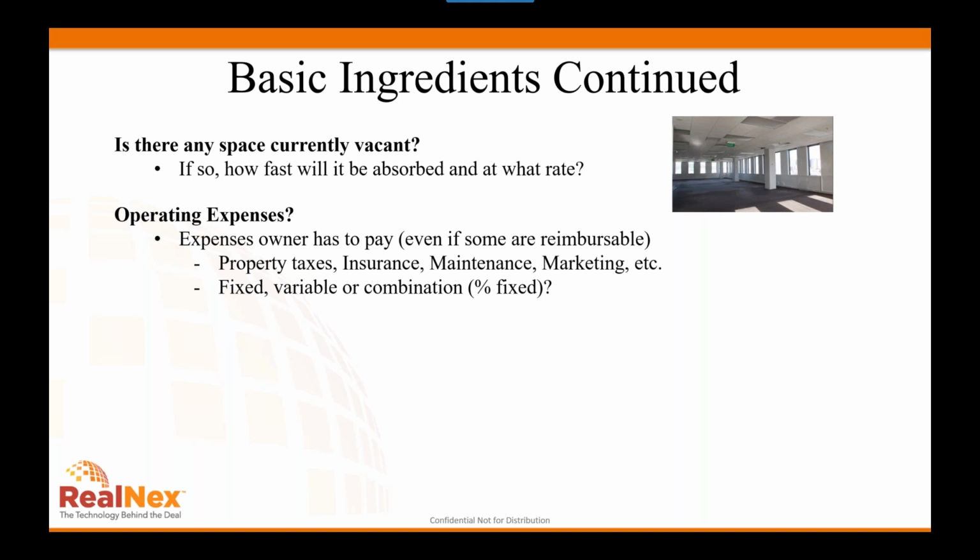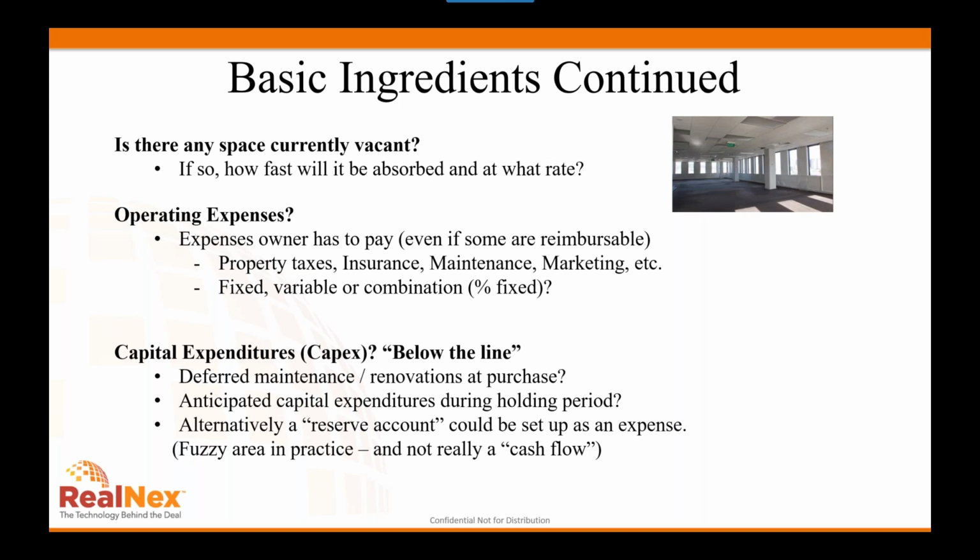Sometimes you make an assumption whether they're fixed or variable or some combination. Like insurance would be more of a fixed expense. By fixed, we mean it does not vary with the occupancy of the property. And property taxes is probably a better example. Property taxes certainly can change, but they don't vary with the level of occupancy on the property. Whereas some of the other expenses, marketing and maintenance, at least to some extent, may vary depending on what the occupancy is.